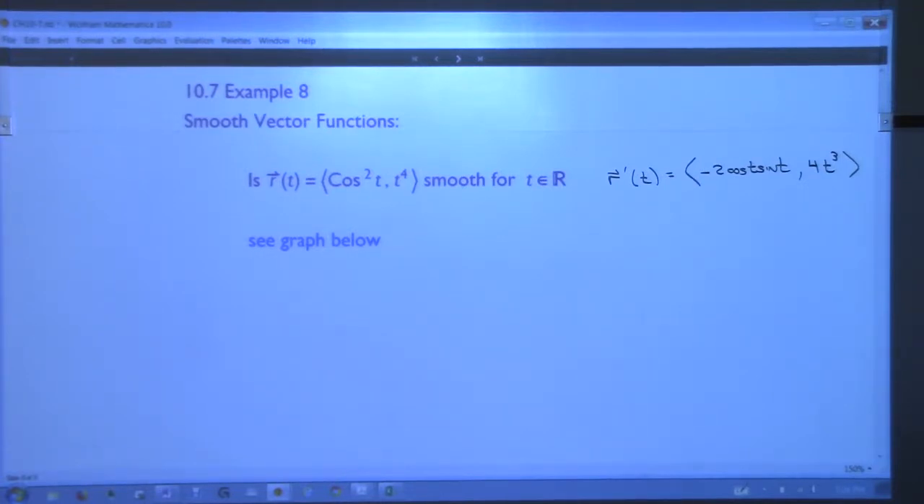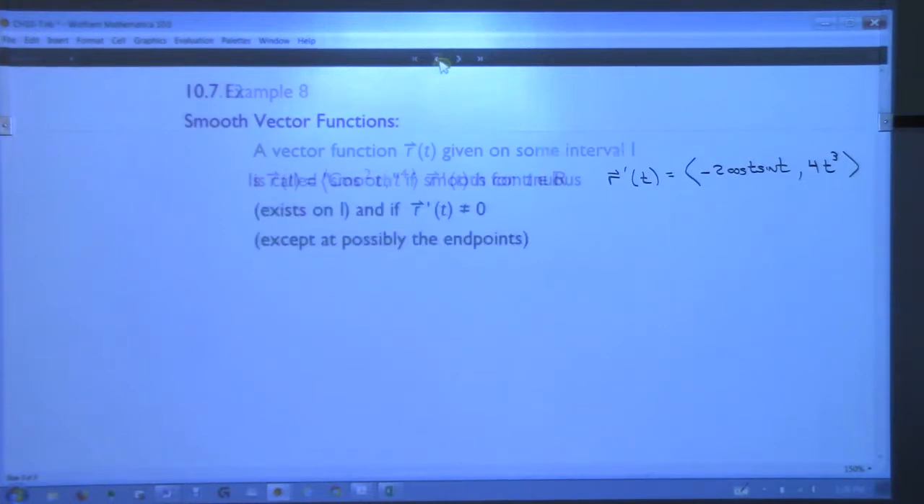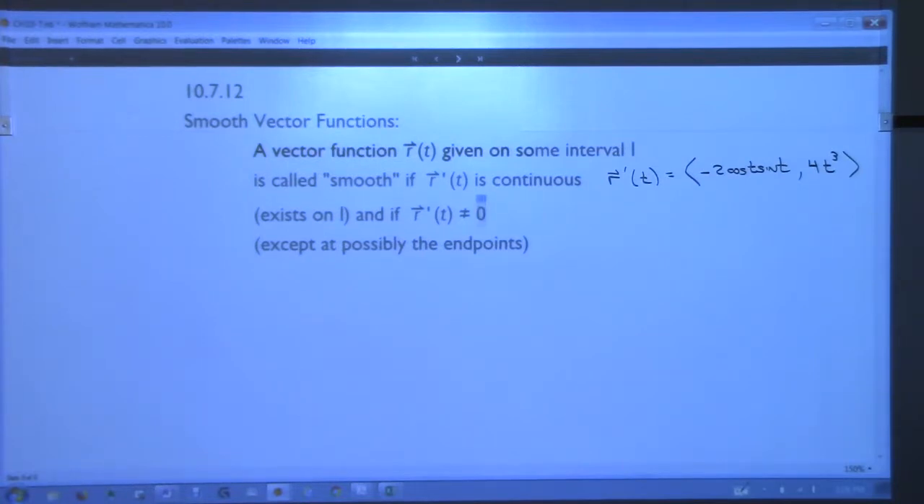And shoot, did I put 0 vector here? Hold on. This should be 0 vector. Let me see here. I'm trying to remember my shortcuts here. There we go. Okay.